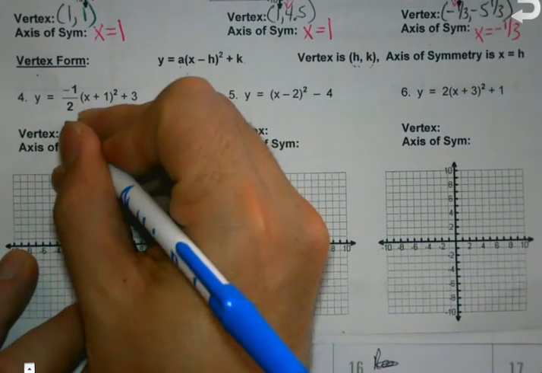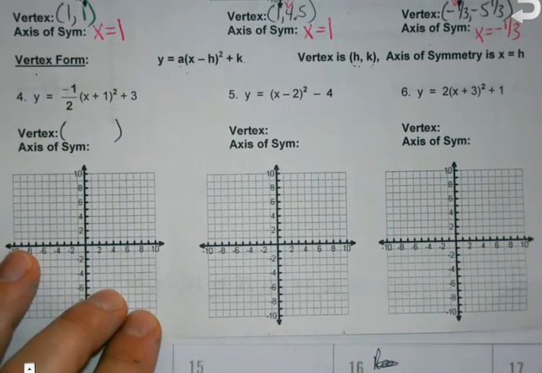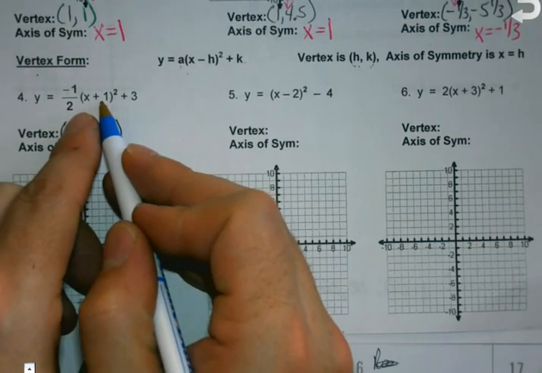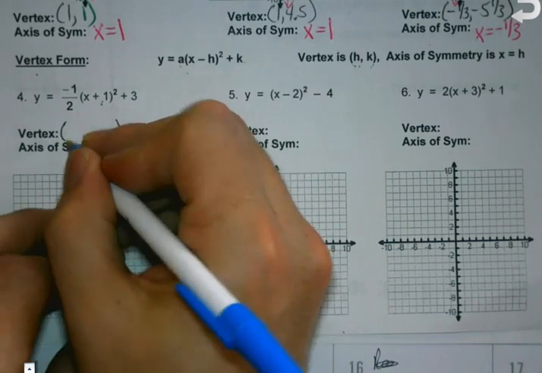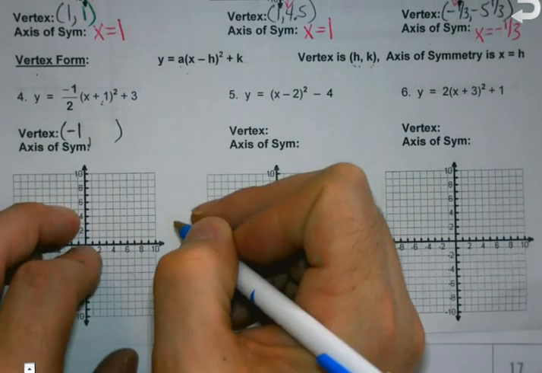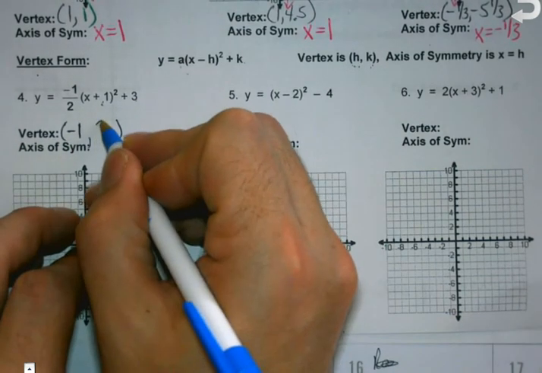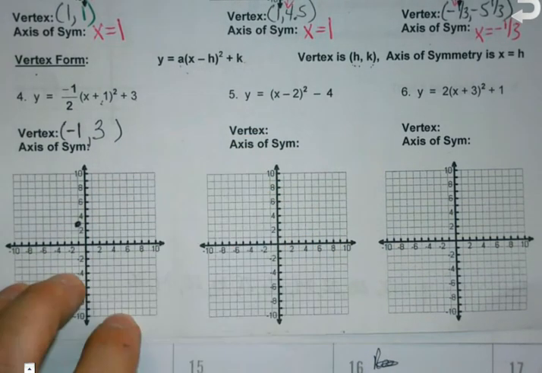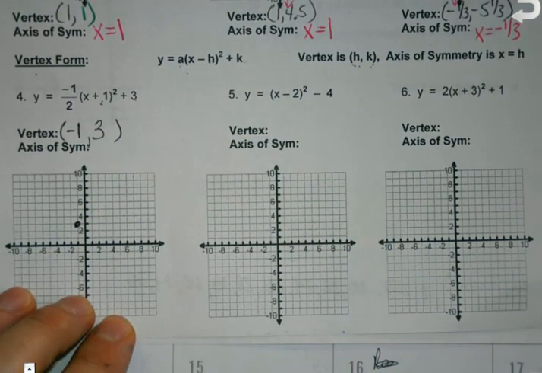So now with the vertex, I don't have to do that negative b over 2a anymore. Woo! My vertex is h, which is the opposite of what you see in here, just like before. So in this case, negative 1. And then whatever value is out there on the outside. Negative 1, 3. And there's my vertex. Is this going to be opening up or down? Down, because you have a negative a value.